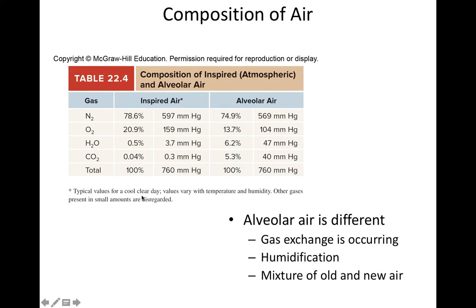If we compare that to the air in the alveoli, we see that nitrogen doesn't change that much. We're not going to deal too much with nitrogen. Oxygen goes down significantly, though. It goes from about 21 down to about 13. Water increases significantly, and so does CO2. So there's a difference in the composition between the air that we breathe in and the air that is in the lungs, and we can see exactly why this is happening.